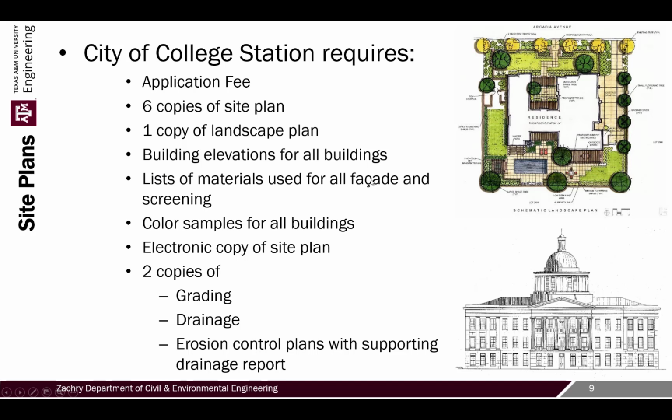As far as list of materials used for all facade and screening, a good example of this was years ago, they were building a building in downtown Bryan, and they looked for these materials and they wanted to make it look really good. And so what they found was this really cool looking stone that had these little flecks of gold in it, and they were like, oh, this will look great on our facade and by our entrances.